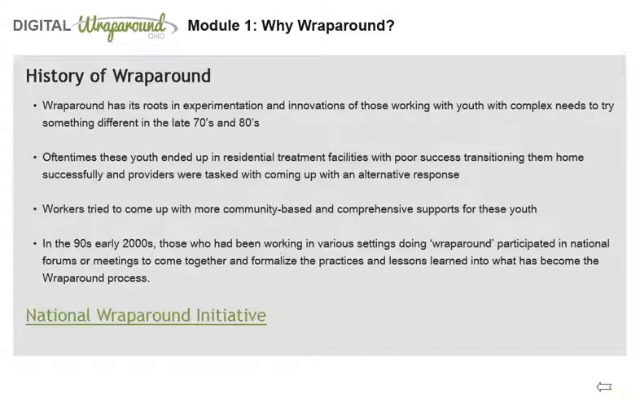As an alternative response, providers were tasked with coming up with other ways to help them that was more community-based and comprehensive. This led to further innovation in response to helping families as those working with the lessons they learned applied it to other settings or tried to develop the ideas within various youth-serving systems. These grassroots efforts led to the more widely used term of wraparound to describe this work. In the 90s to early 2000s, those who had been working in various settings doing wraparound participated in national forums or meetings to come together and formalize the practices and lessons learned into what has become the wraparound process.